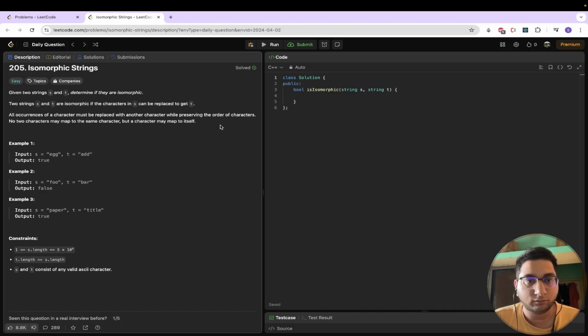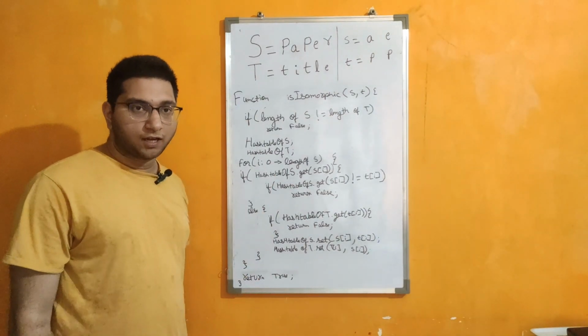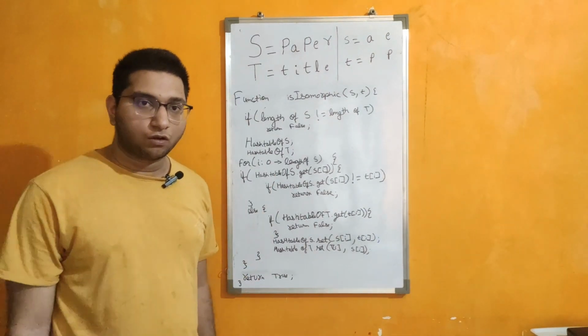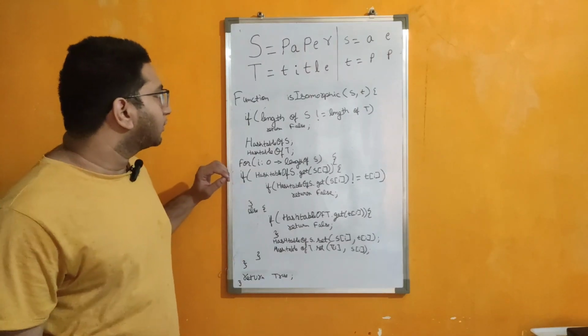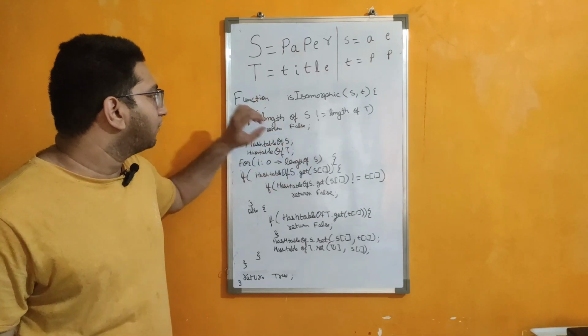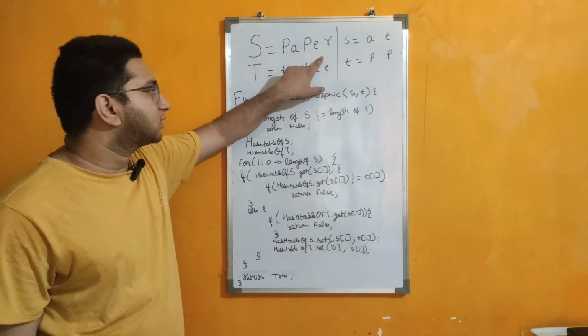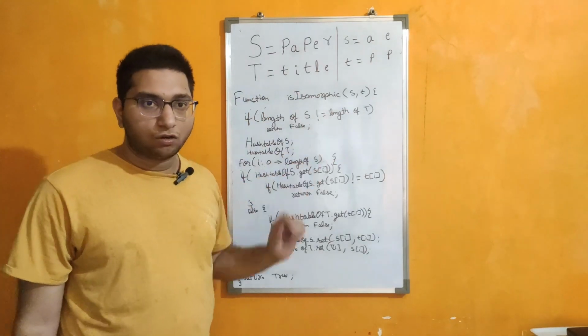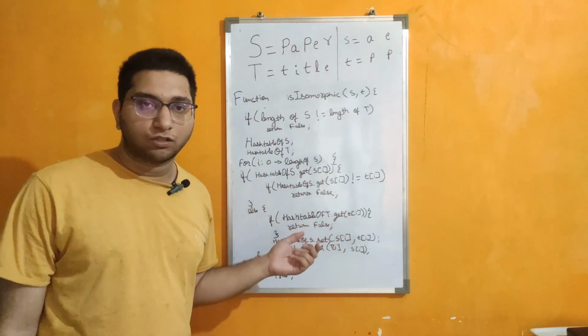So this is the pseudocode for checking whether the string is isomorphic or not. First of all, this is the base condition: we will check whether the length of string S is equal to the length of string T or not. If it is not, then straight away it's not isomorphic.